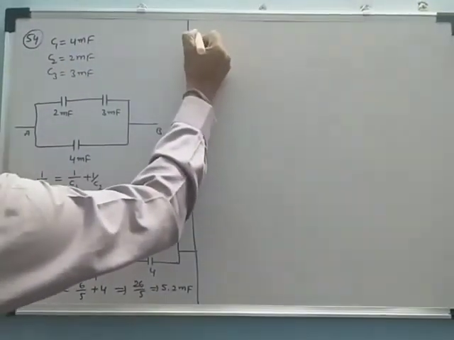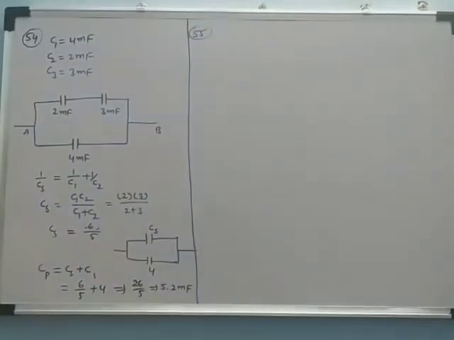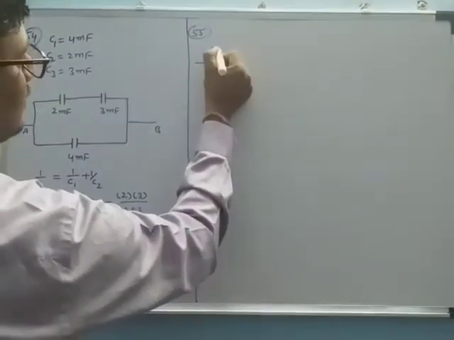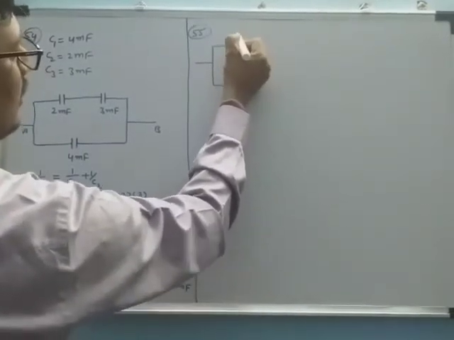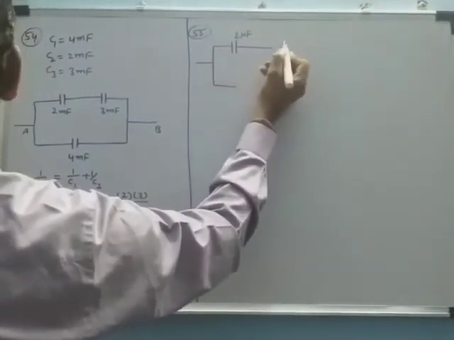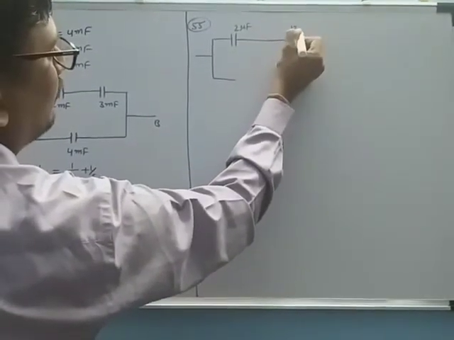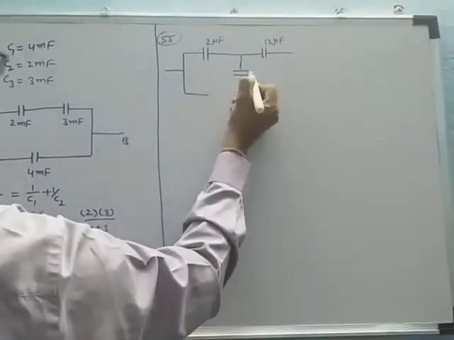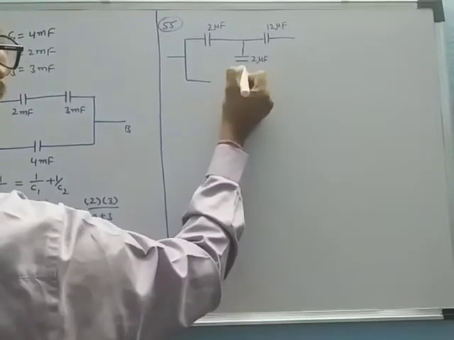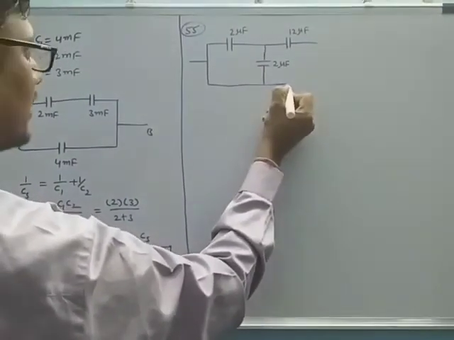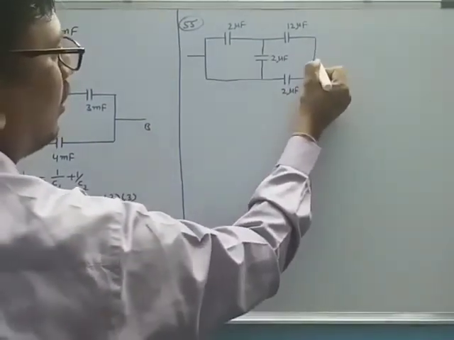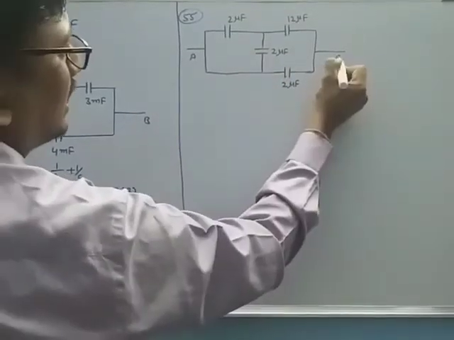Next, see question number 55. The effective capacitance in microfarad between A and B is asked, and the circuit diagram is given. Here we have a 2 microfarad capacitor, and across it is connected a 12 microfarad capacitor. Another capacitor is also 2 microfarad, and across it is connected 2 microfarad. Then we find the combination of these capacitors.